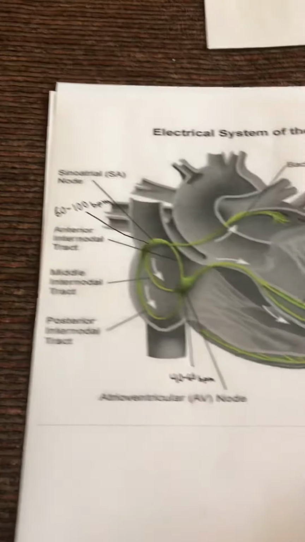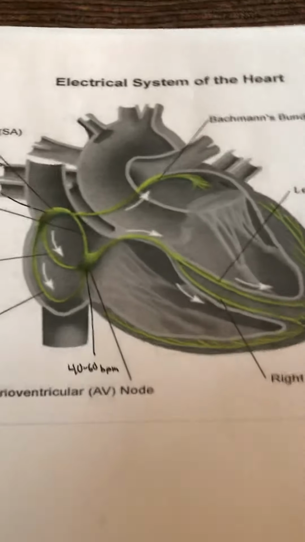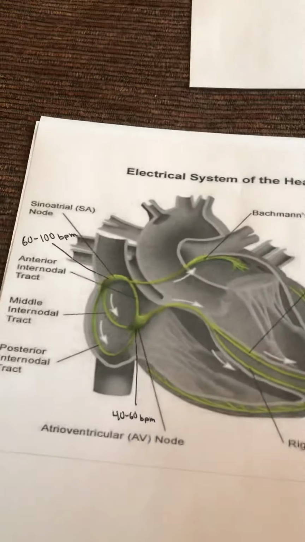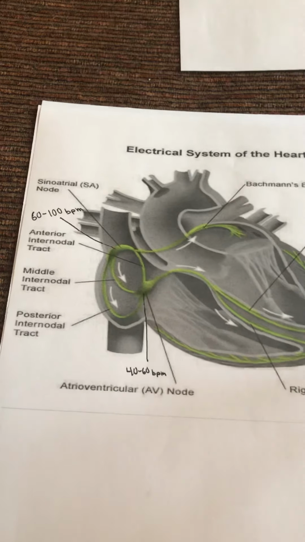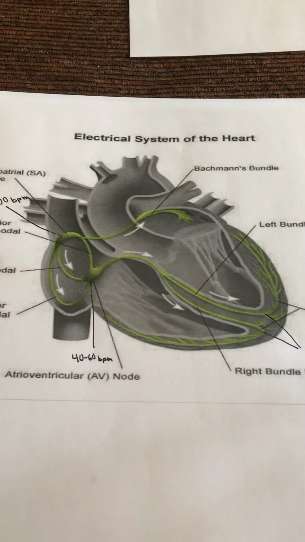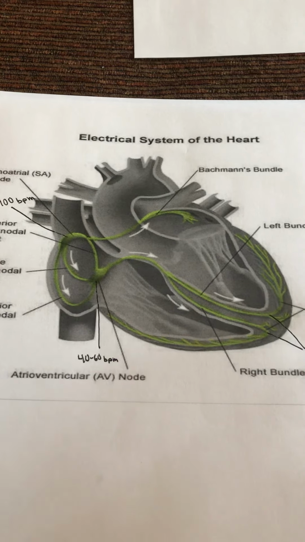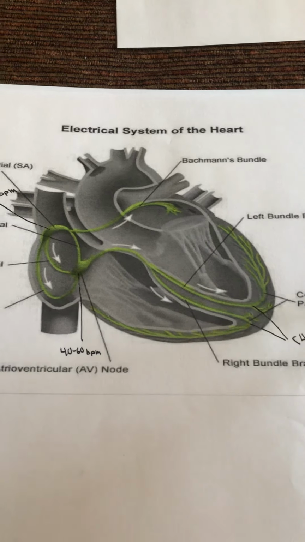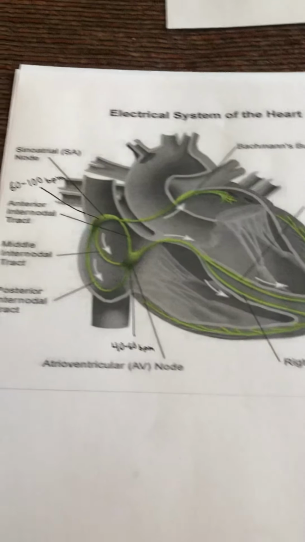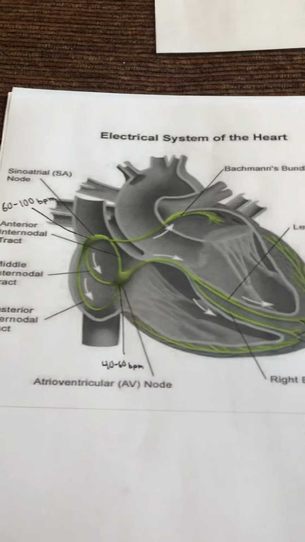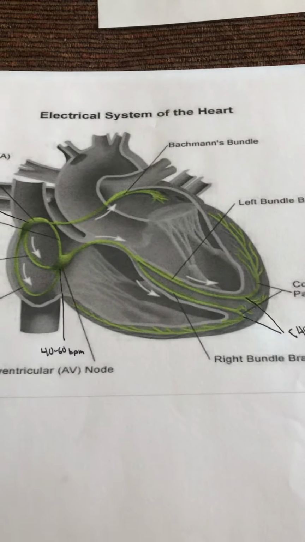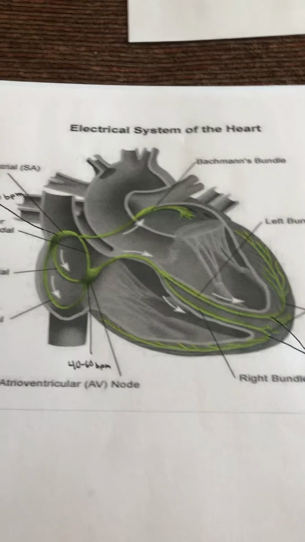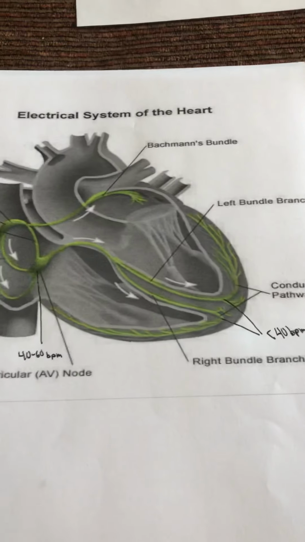So then you have the parasympathetic and the sympathetic nervous system. The parasympathetic nervous system slows down the heart rate, and the sympathetic nervous system increases the heart rate. And you can kind of control a heart rate by inhibiting or blocking a certain nervous system, whether it be the parasympathetic or the sympathetic.